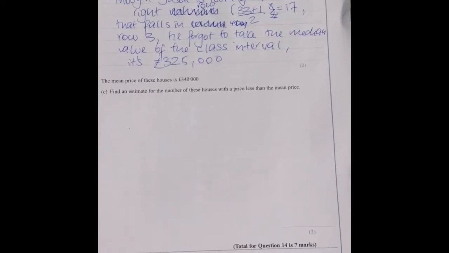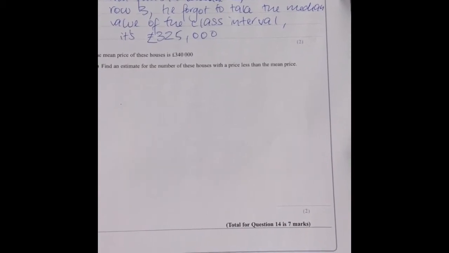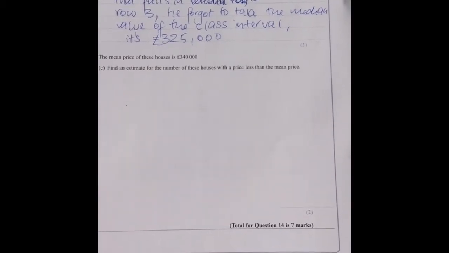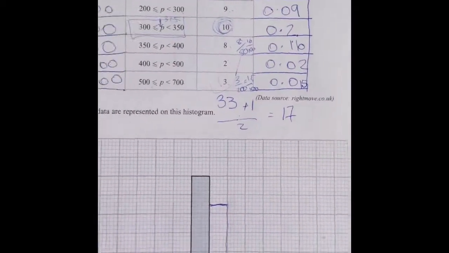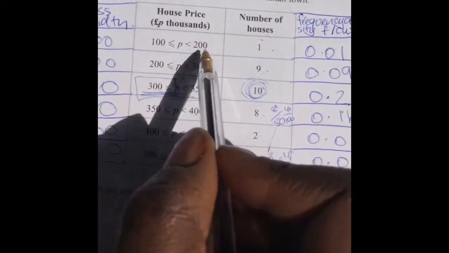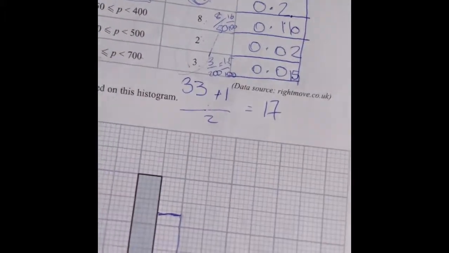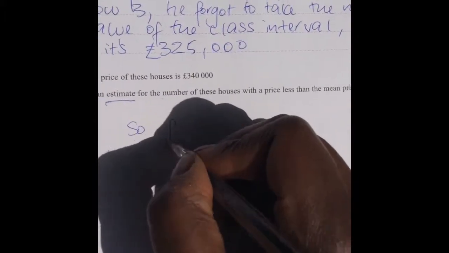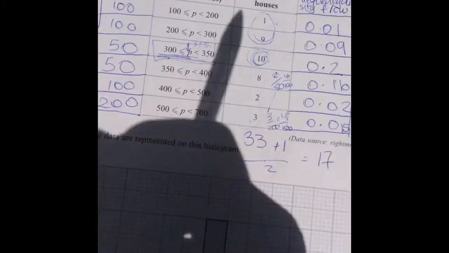Finally, the mean price of these houses is 340,000. Find an estimate for the number of these houses with a price less than the mean price. So, and remember, they say estimate. Now, we know that the mean of these houses would fall into this category right here. So we know that these two sets of houses are definitely under the mean. So so far we have 1 and 9, so we have 10 houses. Now, we need to look within this category.